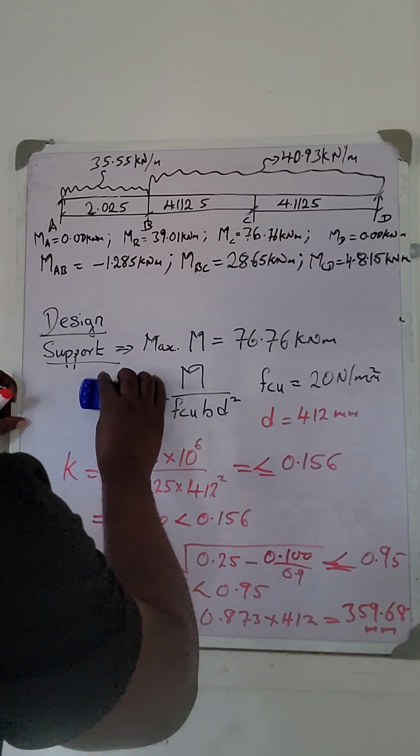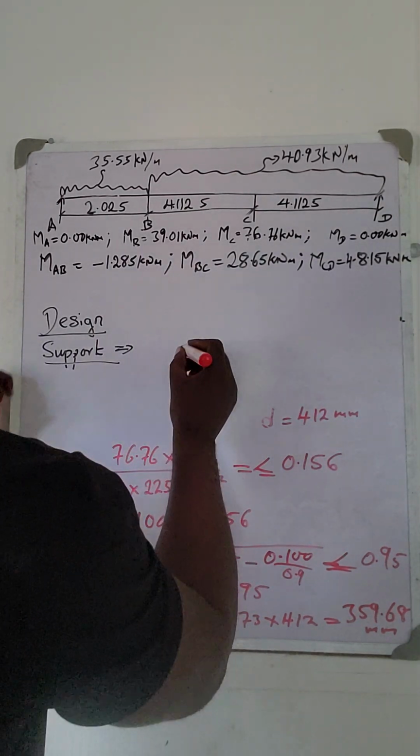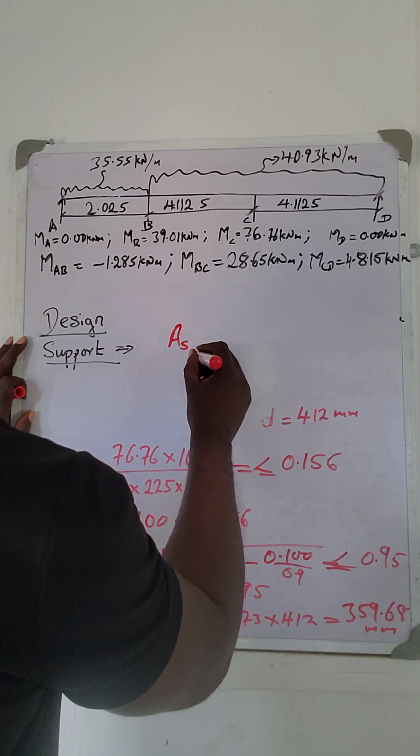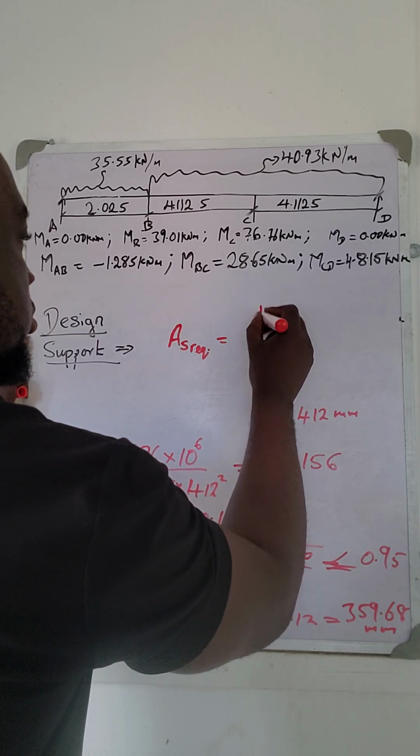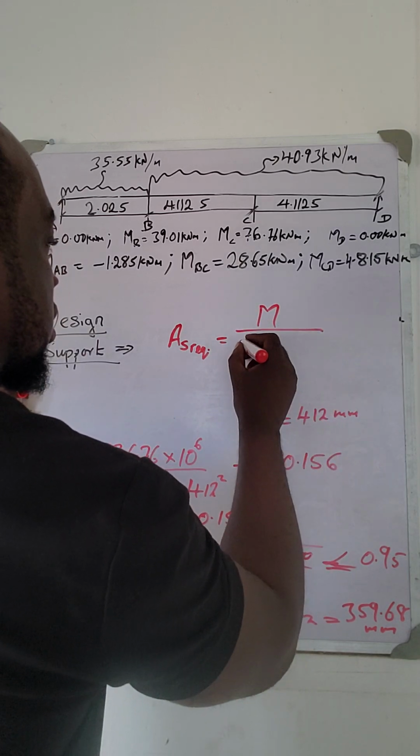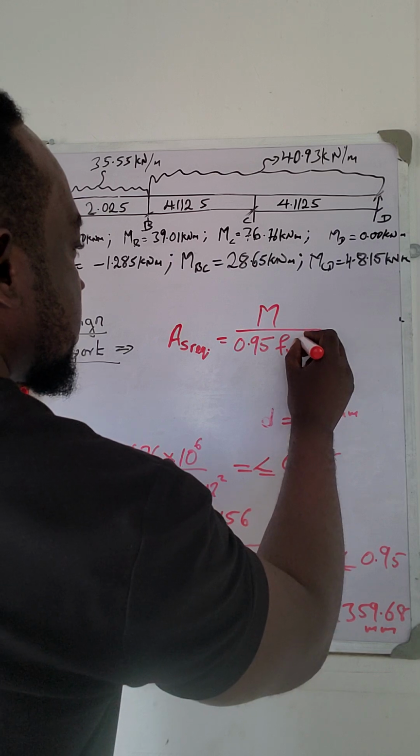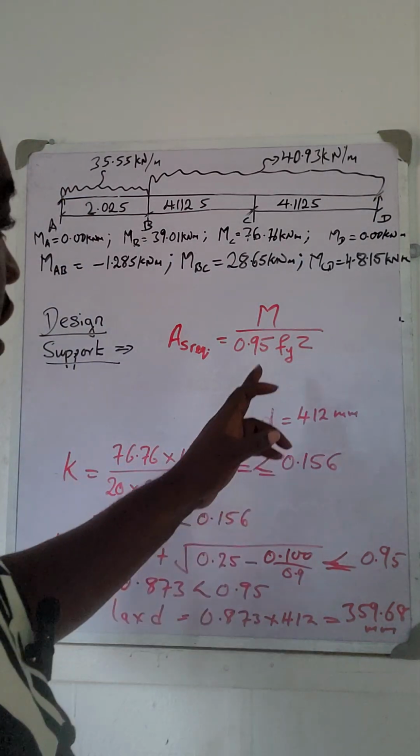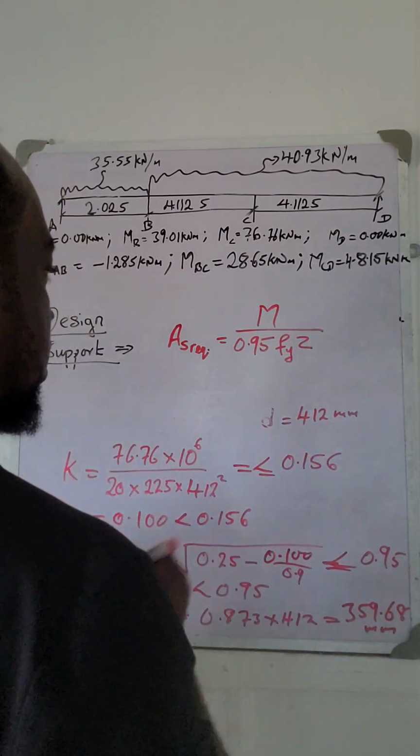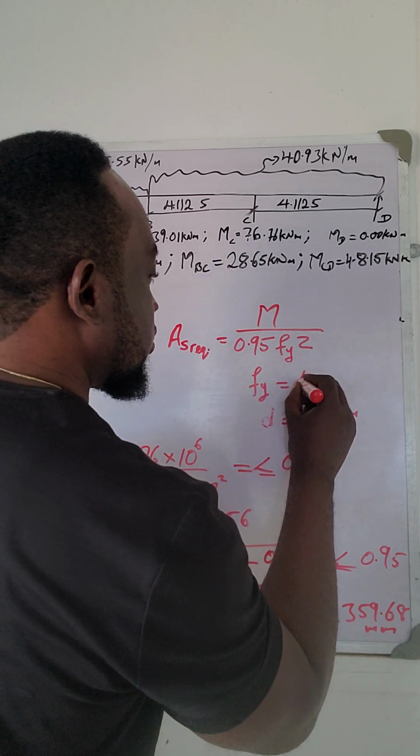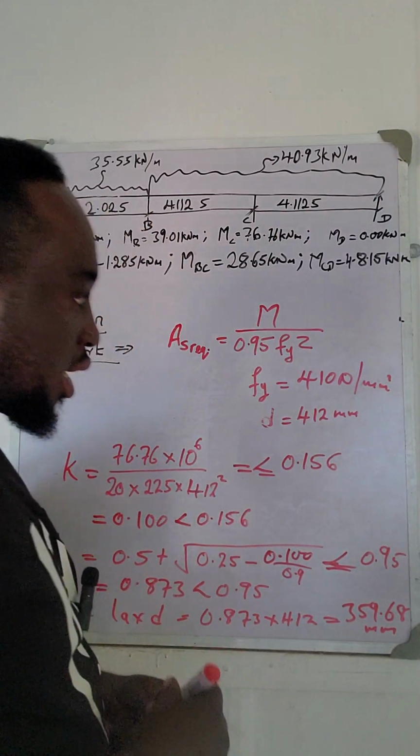The area of steel required will be equal to maximum support moment over 0.95 Fy Z, where Fy is the characteristic strength of our steel, which is normally taken to be 410 Newton per millimeter square.